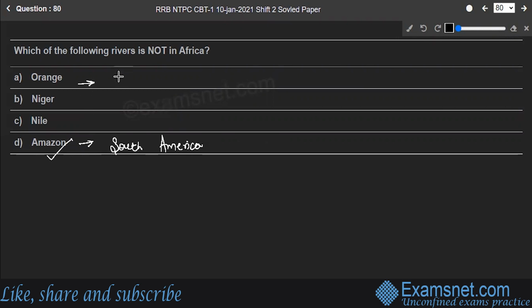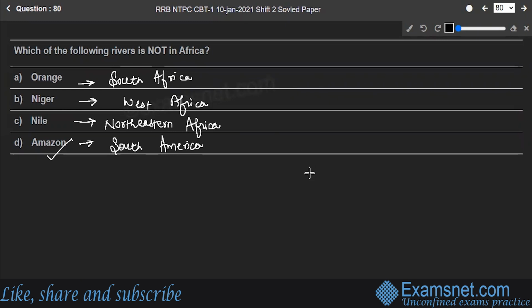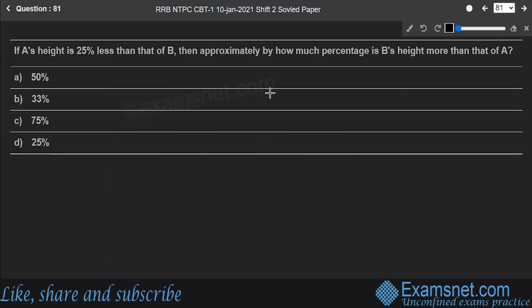If we talk about the Orange River, this primarily flows in South Africa. It extends into Namibia and Botswana to the north. It is the longest river in South Africa. Then is the Niger River. It flows in West Africa and is the third longest river in Africa. The Nile River is a north flowing river in northeastern Africa and is the longest river in the world. So clearly option D, the Amazon, is the correct answer to this question. Hope you understood this.